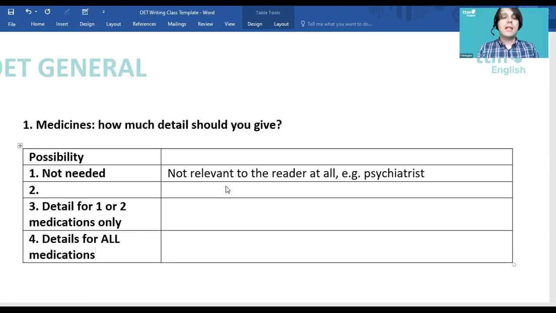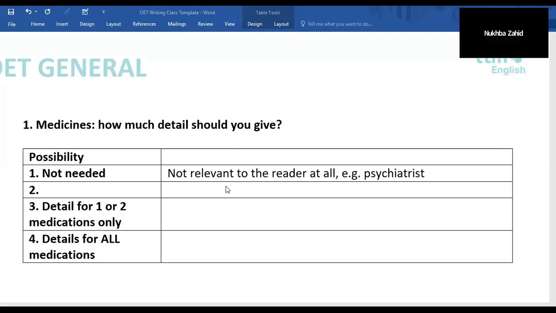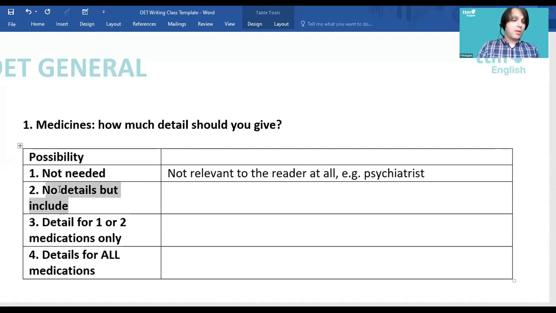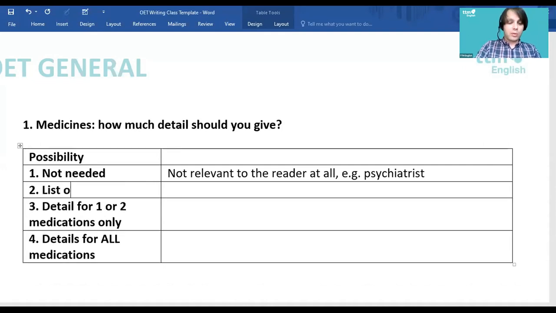What would possibility three be, though? Medicines and not the dosage. Medication without details. Oh, say that again, sir. Medication without details. So just list, yeah, no details, but include, right? Or I don't know the best way to say this, list only.